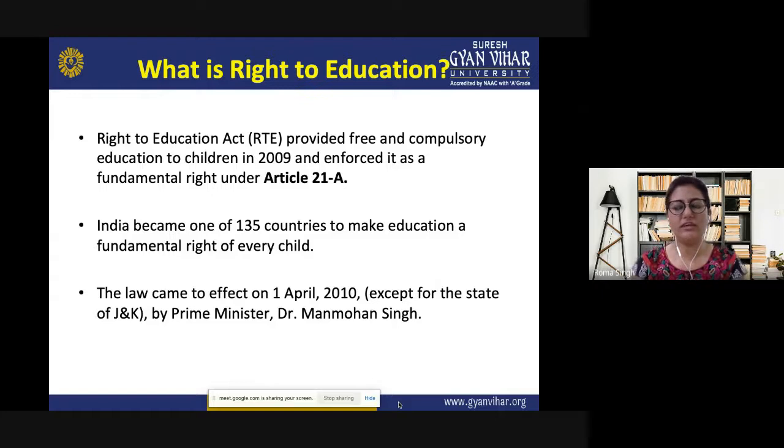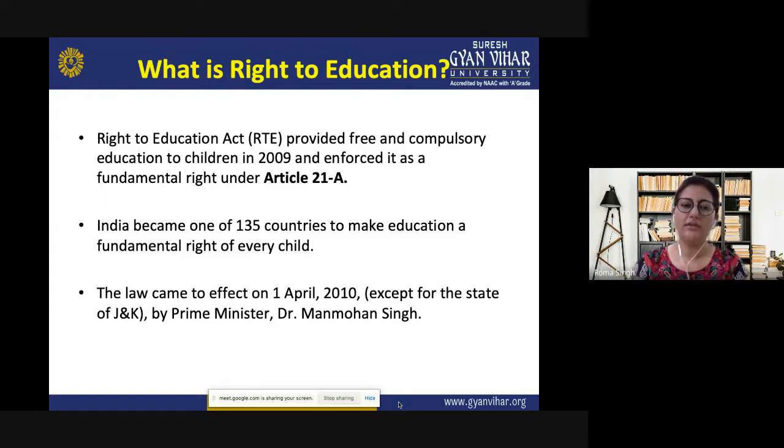So it is one of the key principles of the SDGs, the Sustainable Development Goals, which are to be achieved by UNESCO, one of the institutions of the UN. So it is one of the goals which has been adopted at the international level also. India has become one of the 135 countries to make education a fundamental right of every child.